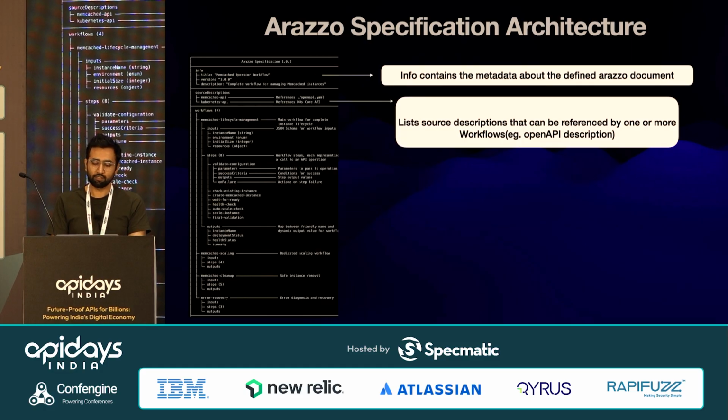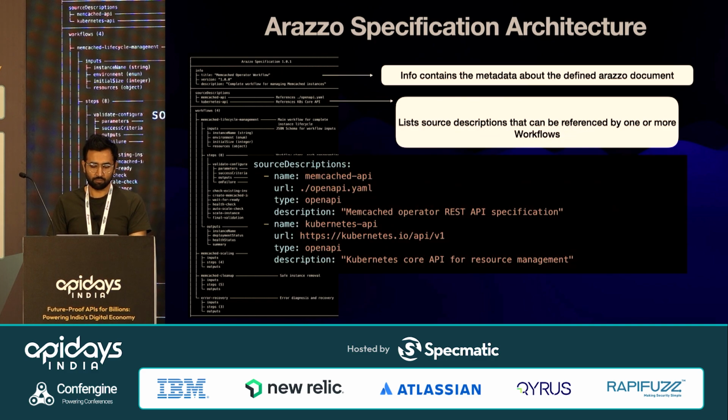The next part is the source description. This is basically used if you want to cross-reference one or more OpenAPIs in the workflow. As you can see, we have two fields in the source description. The first one is the Memcache API, and that references the OpenAPI YAML, and the second one is the Kubernetes API, which is using the default Kubernetes APIs.